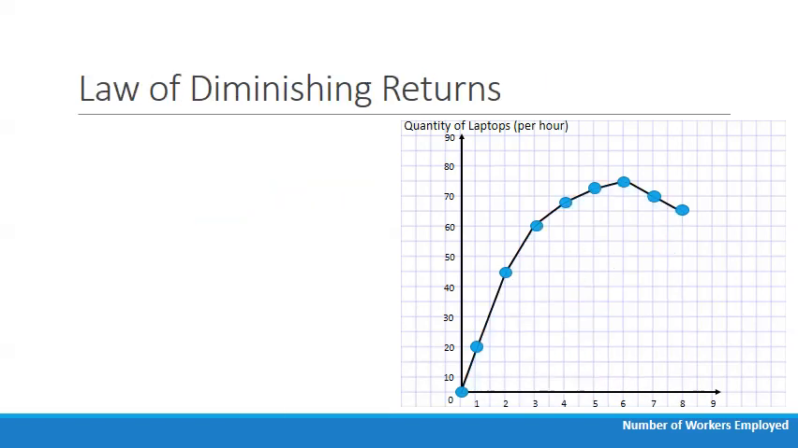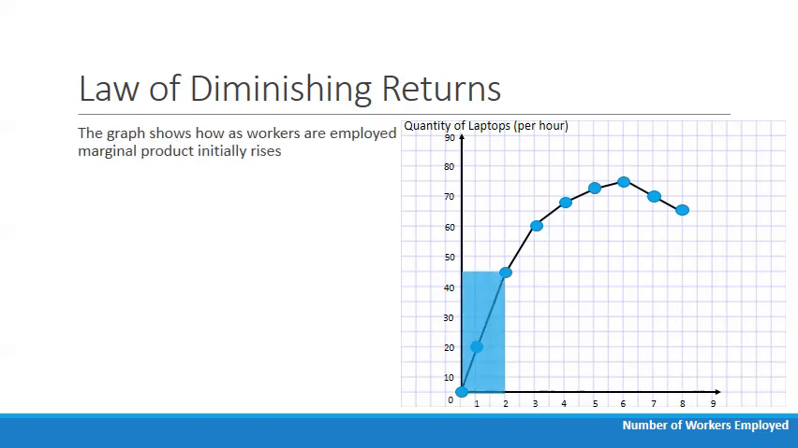So what we've been looking at is the law of diminishing returns. The graph shows how, as workers are employed, marginal product initially rises. So you'll notice we go to here. Increasing marginal returns. As more workers are added, diminishing marginal returns takes place.